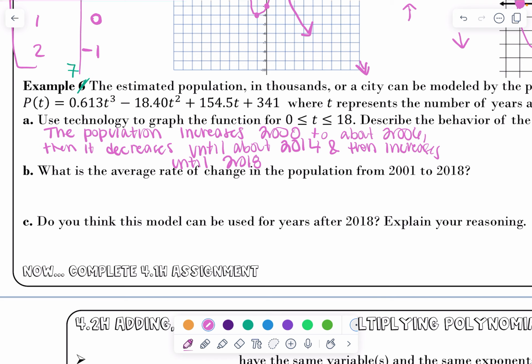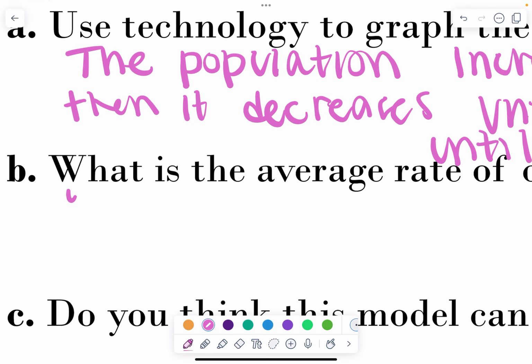If we're in class, I would say, does anyone remember what average rate of change is another word for? And hopefully you're saying, it's slope, and it is slope, okay? So average rate of change is slope. And if we remember our slope formula, y2 minus y1 over x2 minus x1.